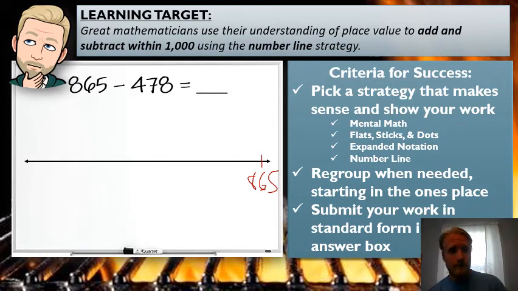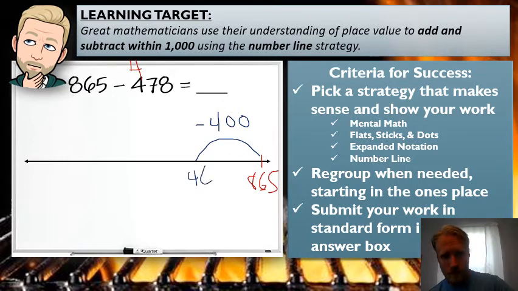So 865, I see that there are 4 hundreds in 478. So I'm going to do a big jump of 400. And that leaves me with 465. All right, so now we can take away the tens. And I see that there are 7 tens. All right, so 465. Well, already I'm going to take away 6 tens, because that's going to get me to a more friendly number.